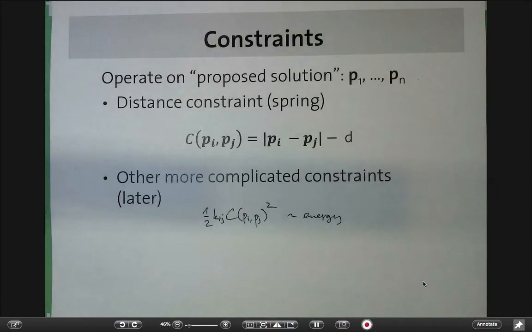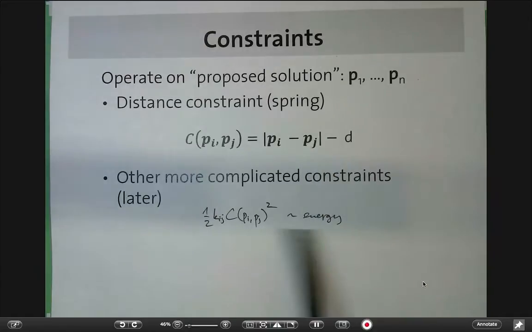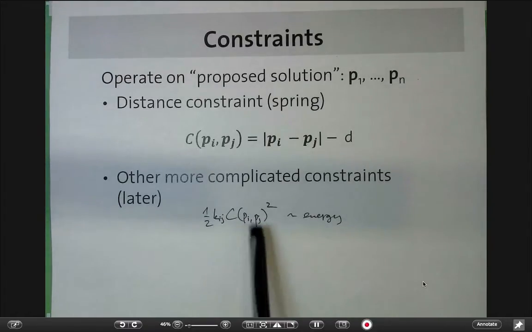It's a nice thing that PBD operates directly on these constraints. You never have to form the energy. You never have to square it. If you know something about numerics, you know that you should avoid squaring things as much as possible for numerical reasons.